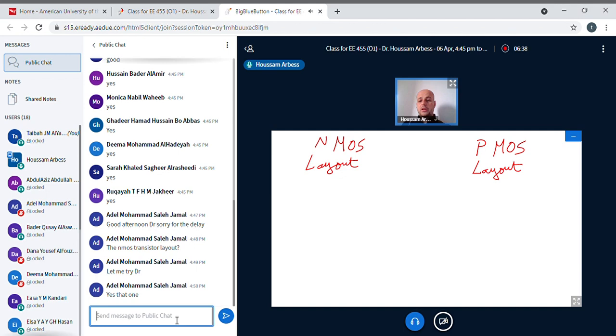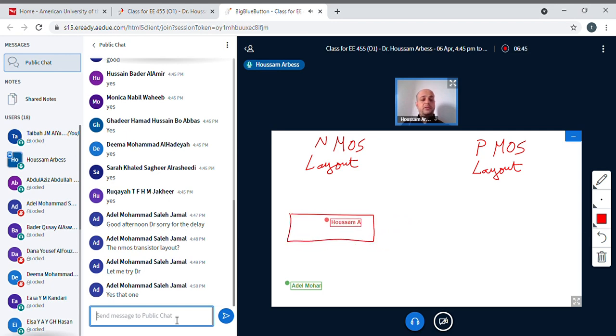So let me try to sketch it here very quickly. If you want to check the NMOS, for the NMOS you have N plus and you have polysilicon. I already sketched this part many times. So here you have N plus. This is the N plus active region. And this one here is the poly. So here I have the poly, and this layer here is N plus. Well, this is the simplest NMOS you can have.